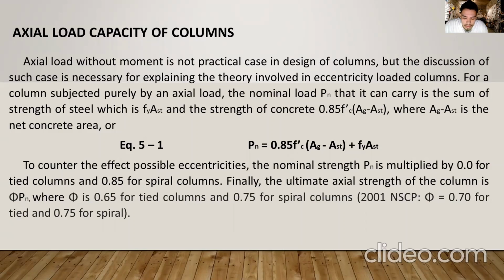Pagdating dun sa nominal strength, yung 0.85 ay pang spiral column, tapos 0.80 naman for tied columns. Tapos yung ultimate axial strength, imu-multiply lang siya sa reduction factor, depende kung anong type ng column yung gagamitin.